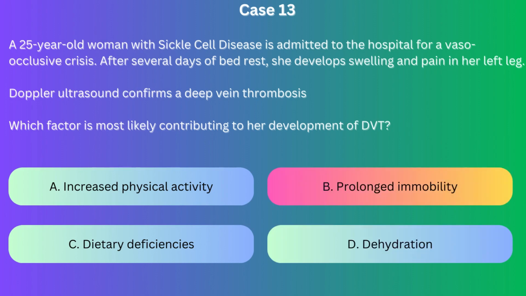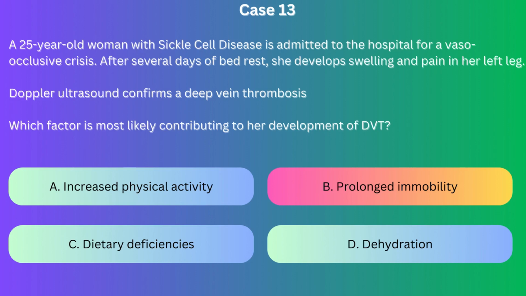Patients with sickle cell disease are at increased risk for venous thromboembolism, VTE, including DVT and pulmonary embolism. Factors contributing to this increased risk include the hypercoagulable state associated with sickle cell disease and periods of immobility, especially during hospitalizations for vaso-occlusive crises. Prolonged immobility can lead to stasis of blood in the deep veins, increasing the risk of clot formation.